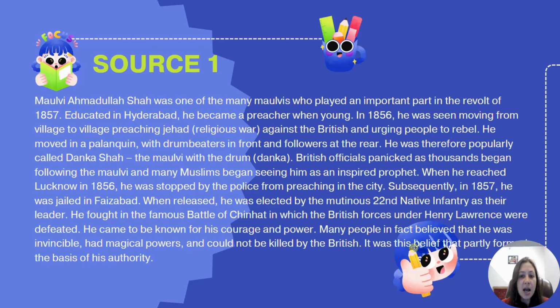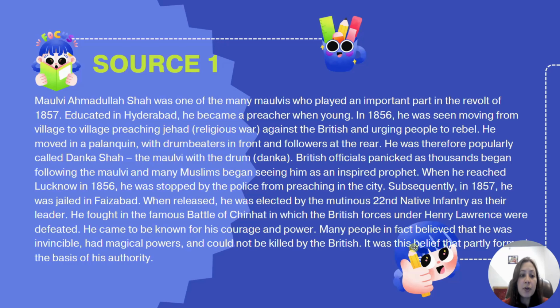So here we are discussing a very important leader who played a key role in the revolt of 1857 in spreading the news or the information. So here we talk about a fakir, Maulvi Abdullah Shah. So he was educated in Hyderabad. He became a preacher when he was young in 1856.